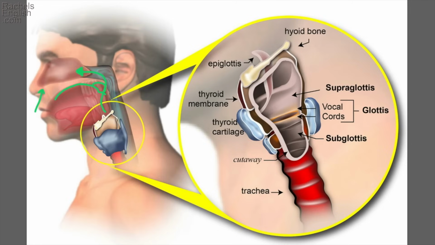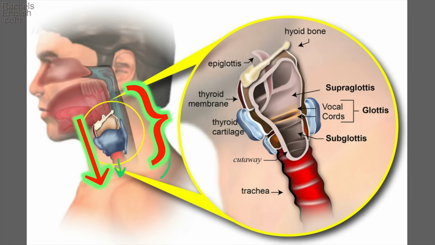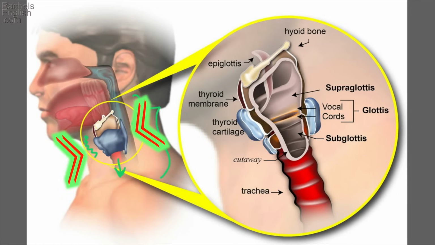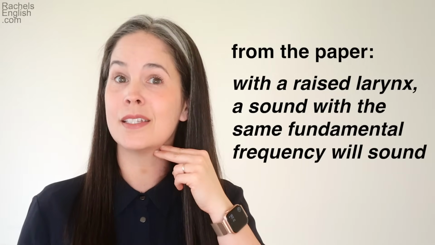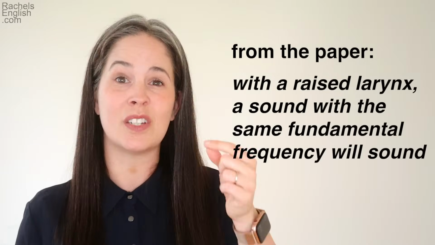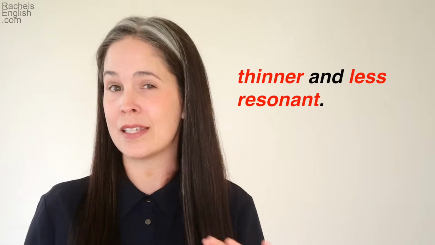So the soft palate being closed or lifted is also very important in where your voice vibrates, where your placement is. We want to avoid nasal vowels in American English. But the main takeaway of the paper is your larynx should be in a lowered, relaxed position in order to give your throat the right shape for American English. You want to let go of the muscle tension in your neck to try to let your larynx lower and find that right placement. With a raised larynx, a sound with the same fundamental frequency will sound thinner and less resonant. And that's not what we want.